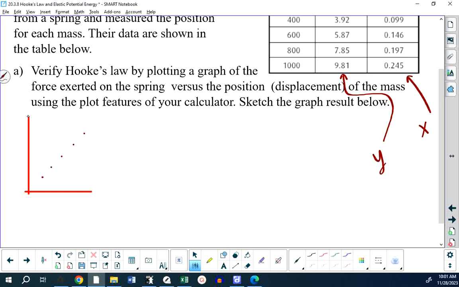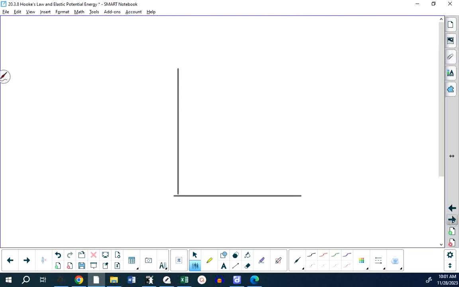Okay? But the time it takes for a spring to go up and down is an important feature of the spring as well. And the mass on it. So there we go. We're done.